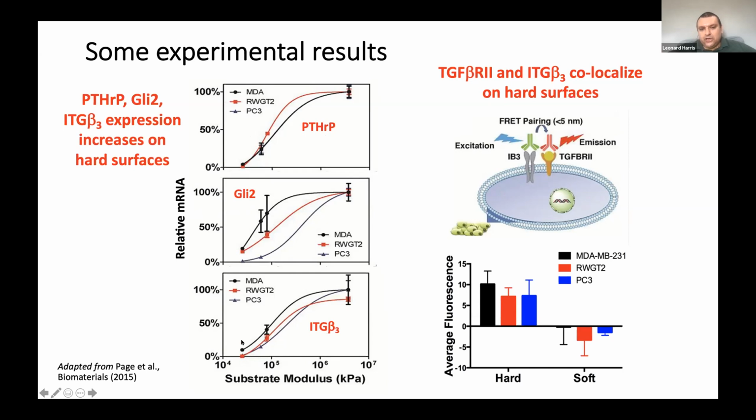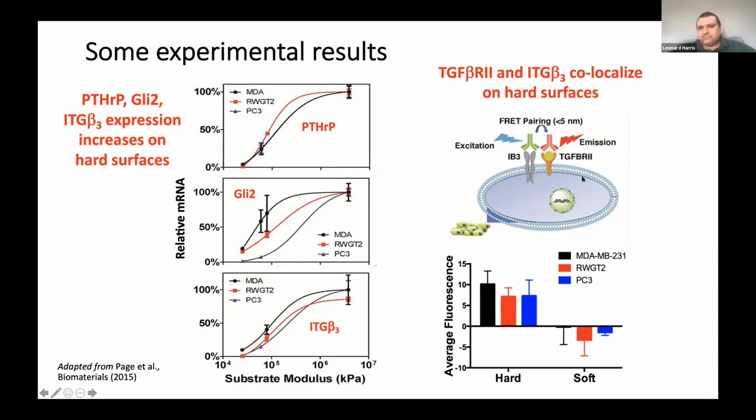And so on soft surfaces, there is very low expression of each of these. And these three lines are for three different bone metastatic cell lines. And you can see that as we increase the stiffness, the expression goes up. So there's clearly some type of correlation, some kind of connection here between PTHrP, GLI2, and the integrin.